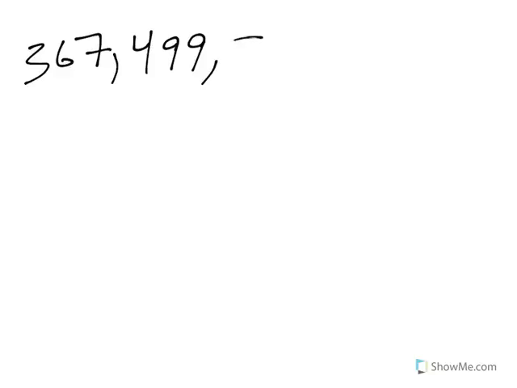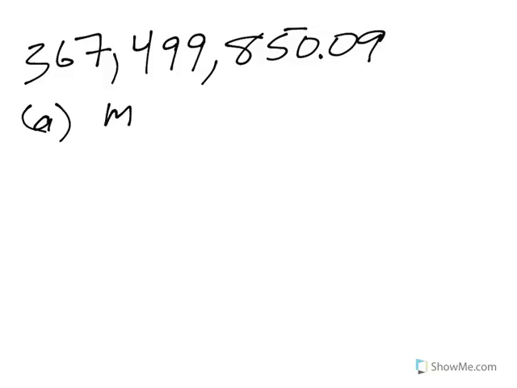This video is to give some examples of rounding the number 367,499,850 and 9 hundredths to different place values, the traditional way. So first, we'll round off to the nearest million.